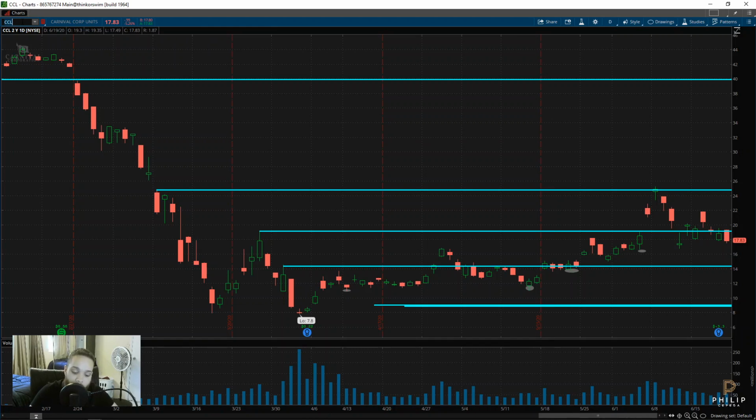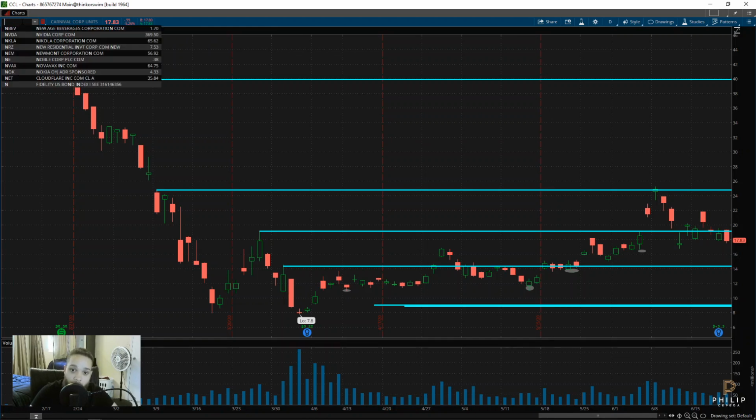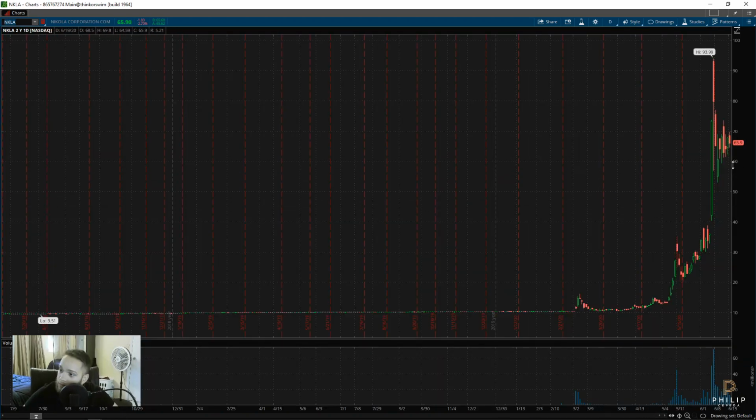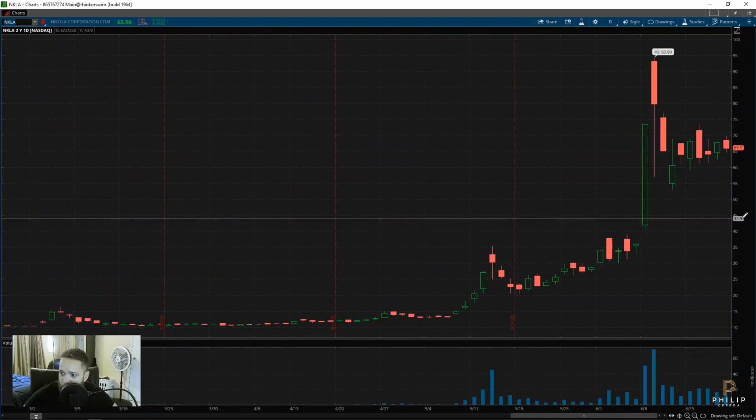That would be NKLA, Nikola. Well, not Tesla, but supposedly the competitor to Tesla. Well, this really doesn't have a lot of chart history just because this stock is relatively new. They just listed through VTIQ. But we can still apply it here, right? So let's look at this chart.